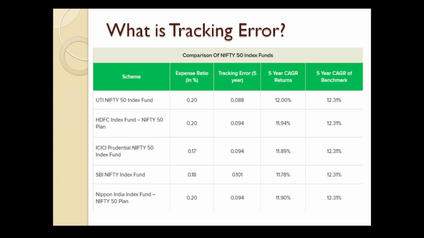What is tracking error? An ETF's job is to copy the performance of its benchmark index, say the Nifty 50. But in reality, its returns will never be exactly the same as the index. The difference between the ETF's returns and the index's returns is called tracking error. Here in this table you can see there is a 0.1% gap for SBI Nifty 50 fund in terms of returns, and this is a tracking error. Tracking error is measured as the standard deviation of these differences over a period, usually 1 year or 3 years.